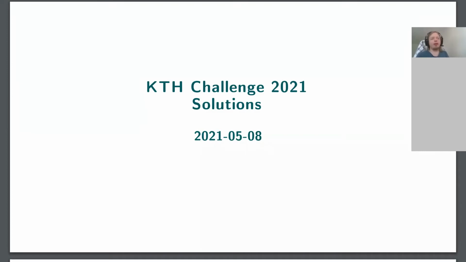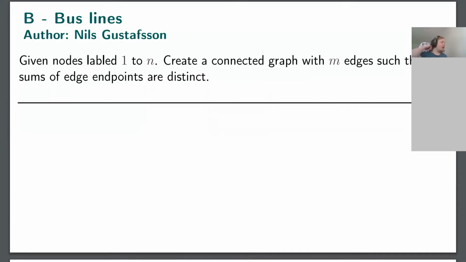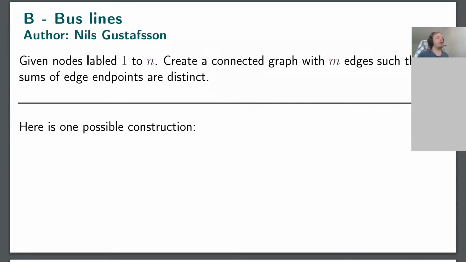Okay, so let's start. The first problem, which was probably the easiest, was the bus lines problem. In this problem, you were given a set of nodes labeled 1 to n. You were tasked with connecting a graph with m edges such that the sums of the endpoints are distinct. And by making a connected graph, I mean you have to connect everything. There are many ways you can do this. My own favorite construction is probably this.